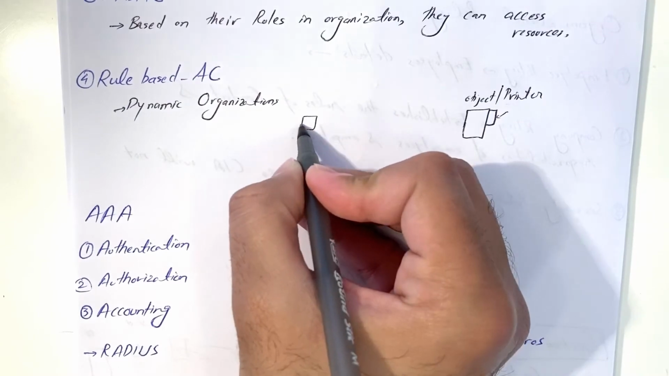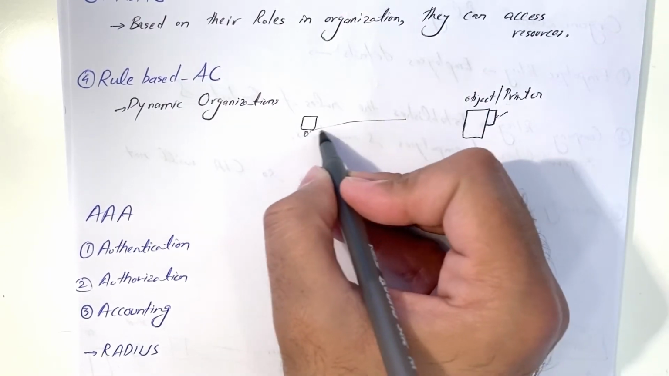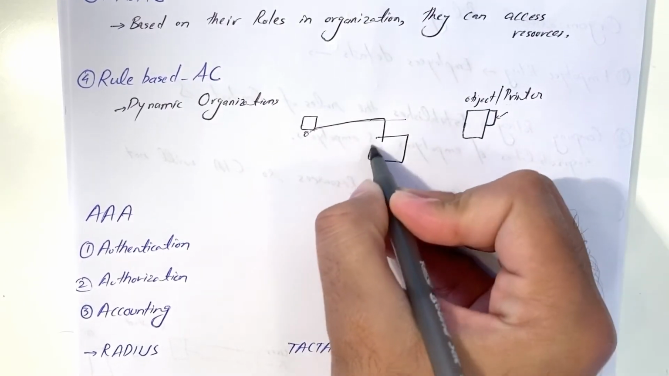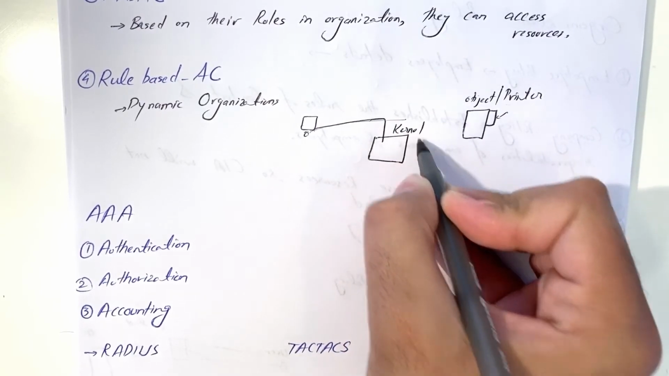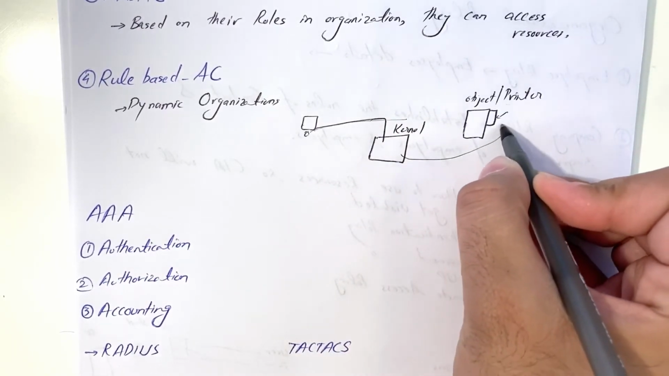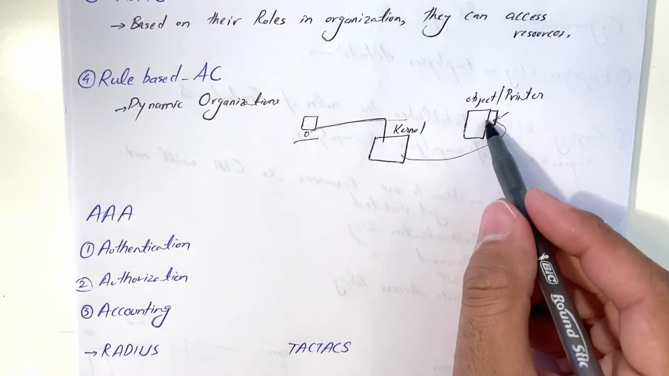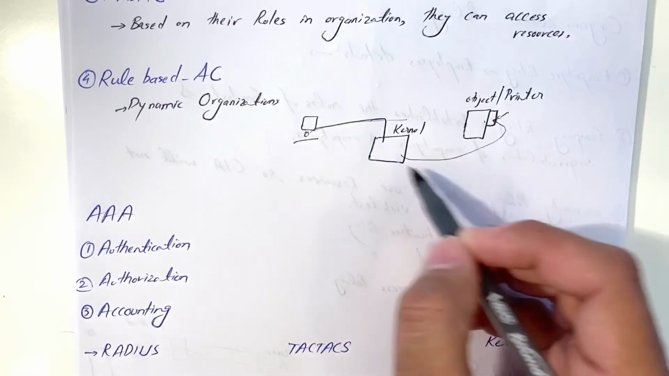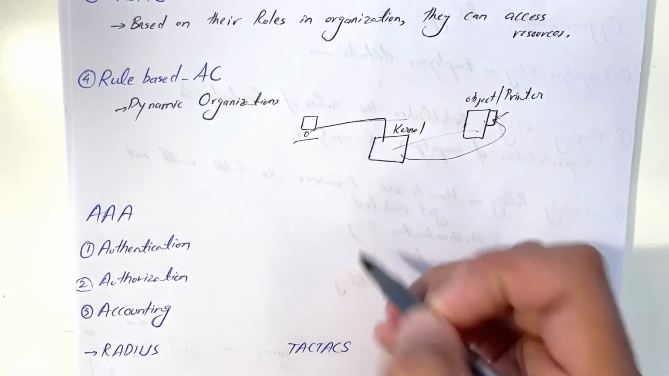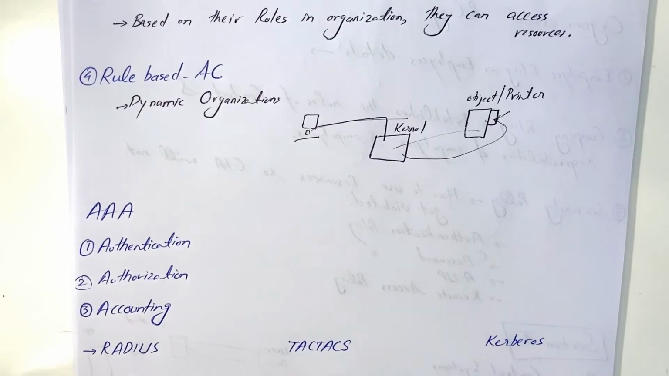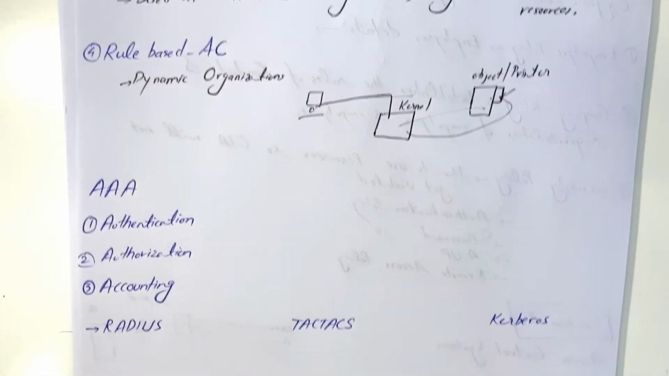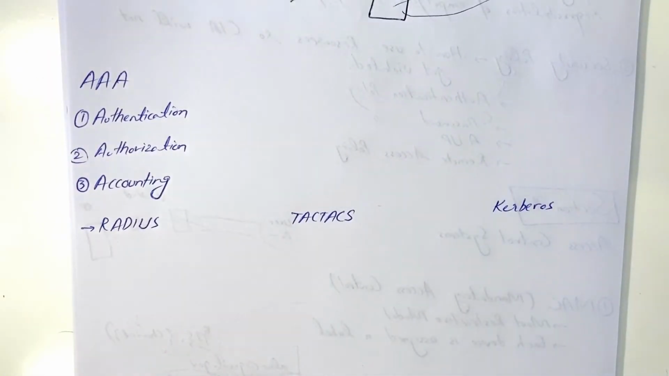So whenever the user wants to take a printout, this request will be intercepted by a device or software called the security kernel. The security kernel will then check the rules of the object and see whether this subject or user can access this object or not. Based on whatever the rules are, the kernel will allow or turn down the request. This is called the rule-based access control model, where the rules are attached with the objects. So these are the 4 access control models, and now how we can implement that.